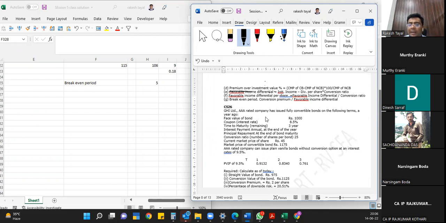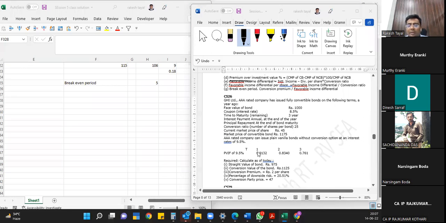GHI Limited, AAA rated, has issued fully convertible bonds on the following terms. Face value of the bond is 1000, coupon interest is 8.5%, time to maturity is 3 years, interest payment annual, principal repayment at the end of bond maturity, conversion ratio is 25 shares per bond, current market price is 45, market price of convertible bond is 1175. AAA rated company can issue plain vanilla bonds without conversion option at an interest rate of 9.5%.